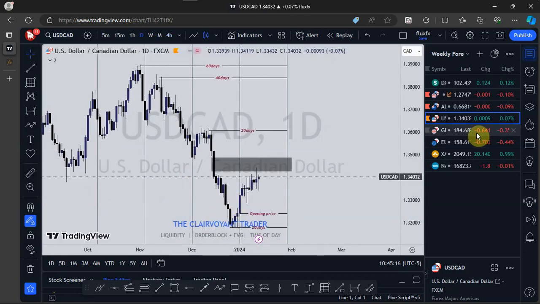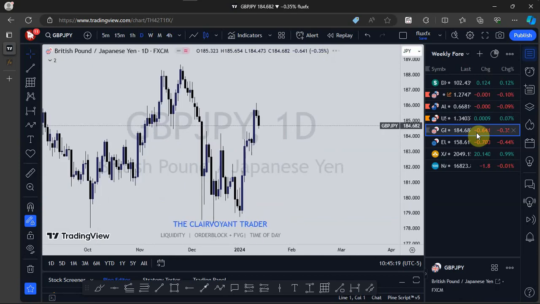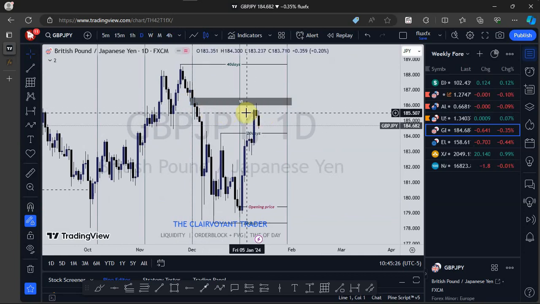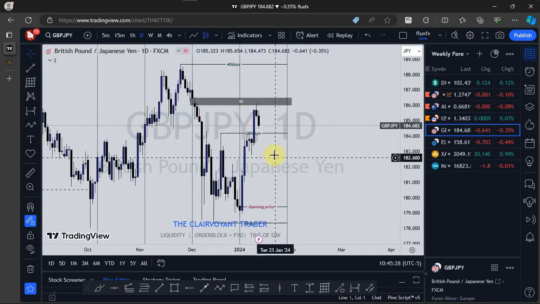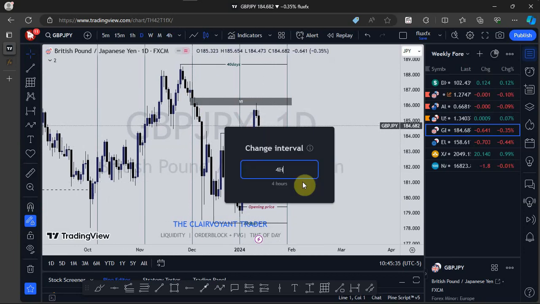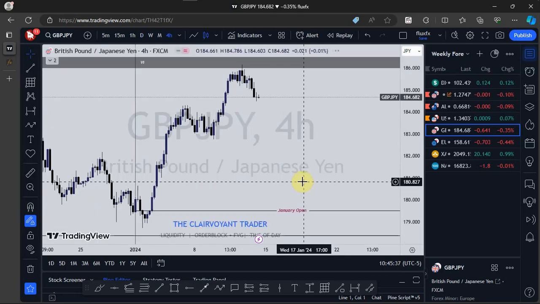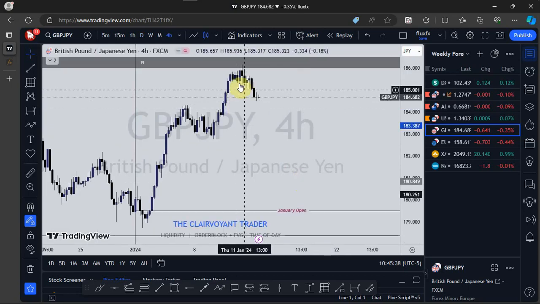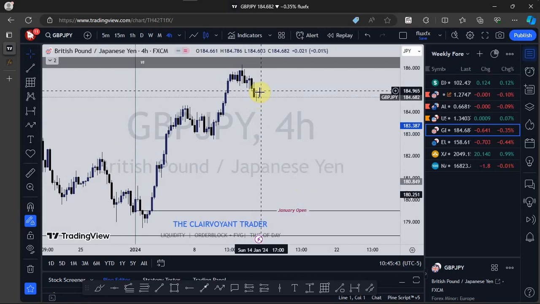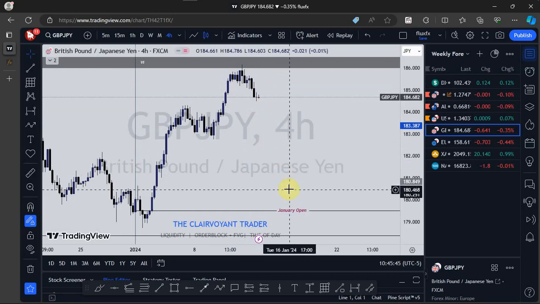Let's see what is happening on GBPJPY. For GBPJPY, price has filled this volume imbalance, making up a swing high. So going into next week, I'm expecting to see price continue to push to the downside. But let's switch to the 4-hour and see what is happening. Taking out this low right here, I want to see price push a little bit up, then you see a push to the downside.